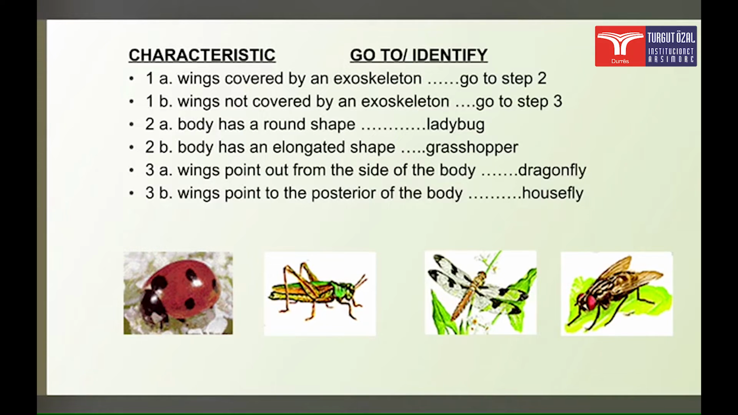In the third insect, let's start again to read the characteristics. Wings covered by an exoskeleton. Wings not covered by an exoskeleton. So it's not covered by an exoskeleton. We have to go to step 3. Let's go to step 3. Wings point out from the side of the body. Wings point along the posture of the body. If you look carefully, wings point out from the side of the body. So this insect is a dragonfly. And so on with the other insect.